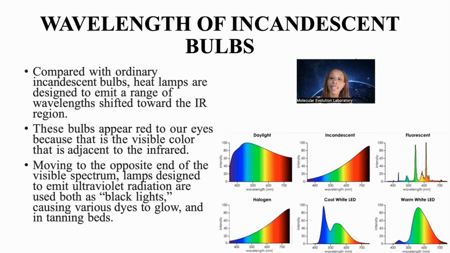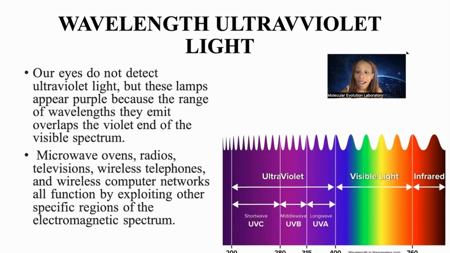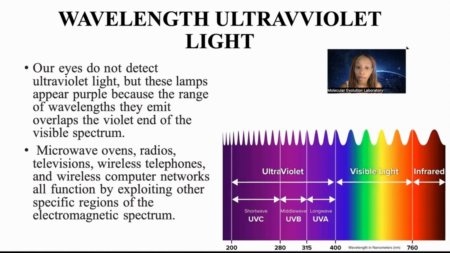Compared with ordinary incandescent bulbs, heat lamps are designed to emit a range of wavelengths shifted towards the infrared region. These bulbs appear red to our eyes because red is the visible color that is adjacent to infrared. So with this, we can assume infrared rays would be adjacent to 700 nanometers in wavelength. Our eyes cannot detect UV light, but the lamps appear purple because the range of wavelengths they emit overlaps the UV end of the visible spectrum.